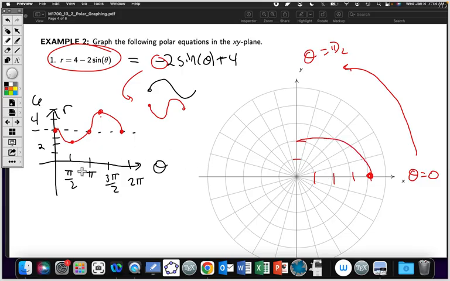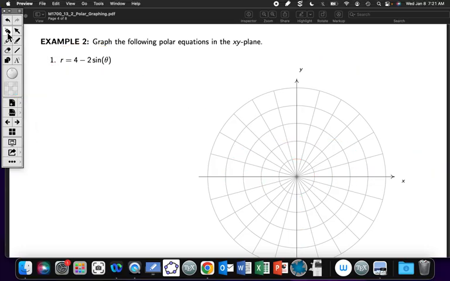And then from pi over 2 to pi, what happens? From pi over 2 to pi, it goes from 4, or 2 rather, back out to 4. So here's pi over 2 to pi. So it comes in and then it goes right back out to 4. And then between pi and 3 pi over 2, it goes from 4 out to 6. So it's going out to 6. Uh-oh. I'm off the screen here. So let me just adjust. I apologize here.